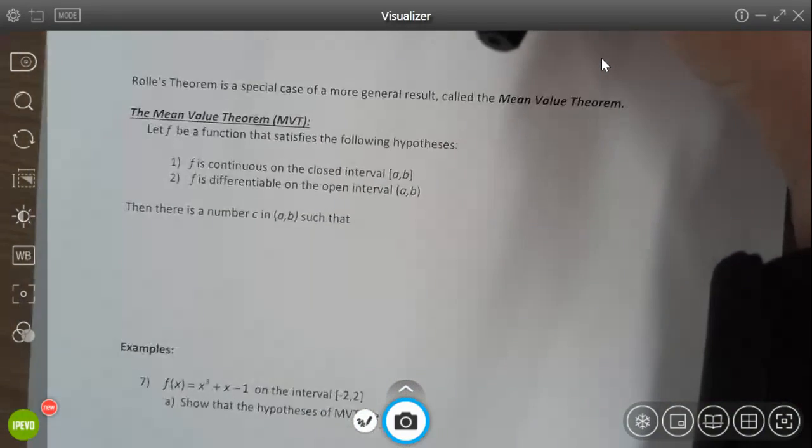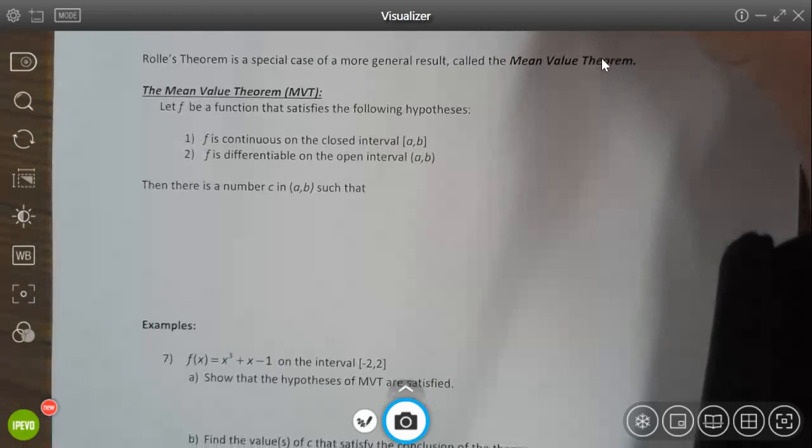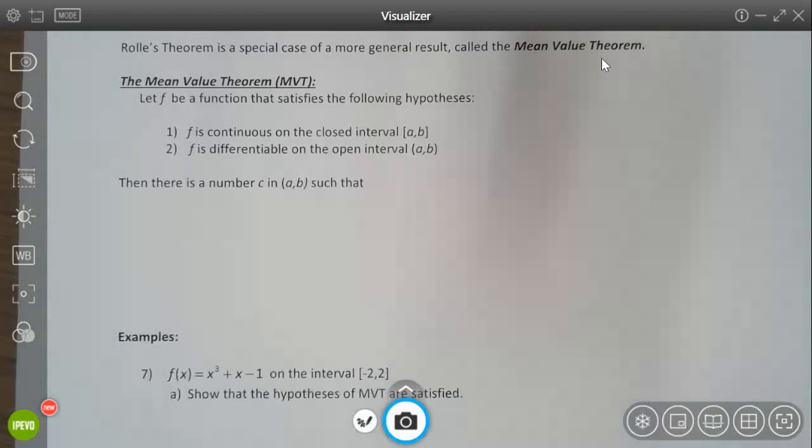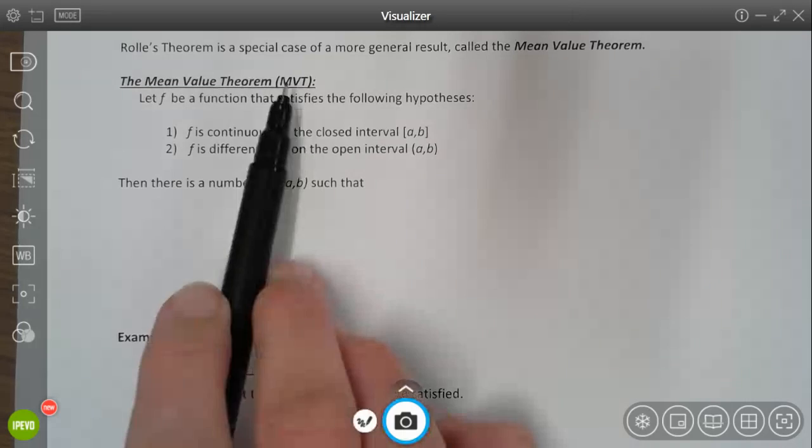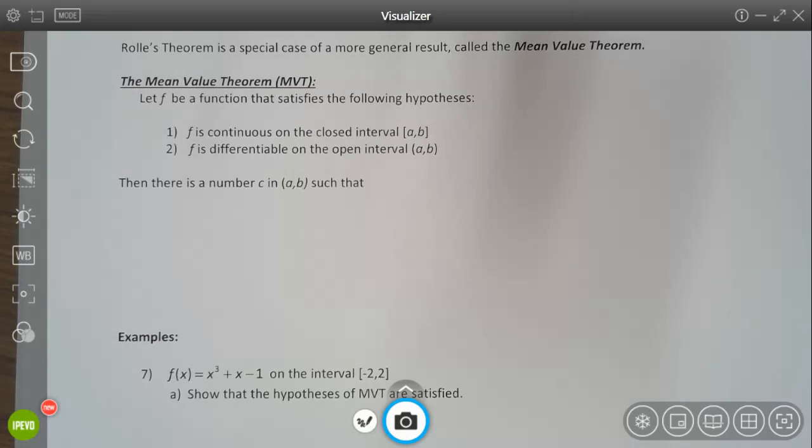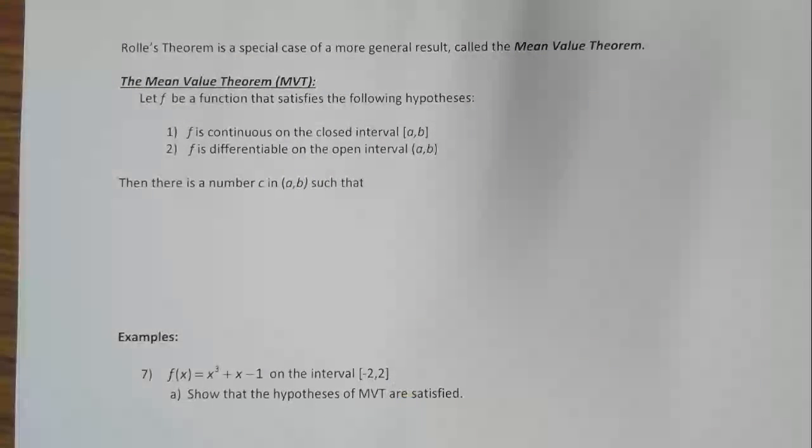Okay, so I kind of had mentioned today during class that Rolle's theorem is a special case of the mean value theorem, sometimes abbreviated to MVT. And you'll see that its stipulations are similar to Rolle's theorem, but we're actually missing one.